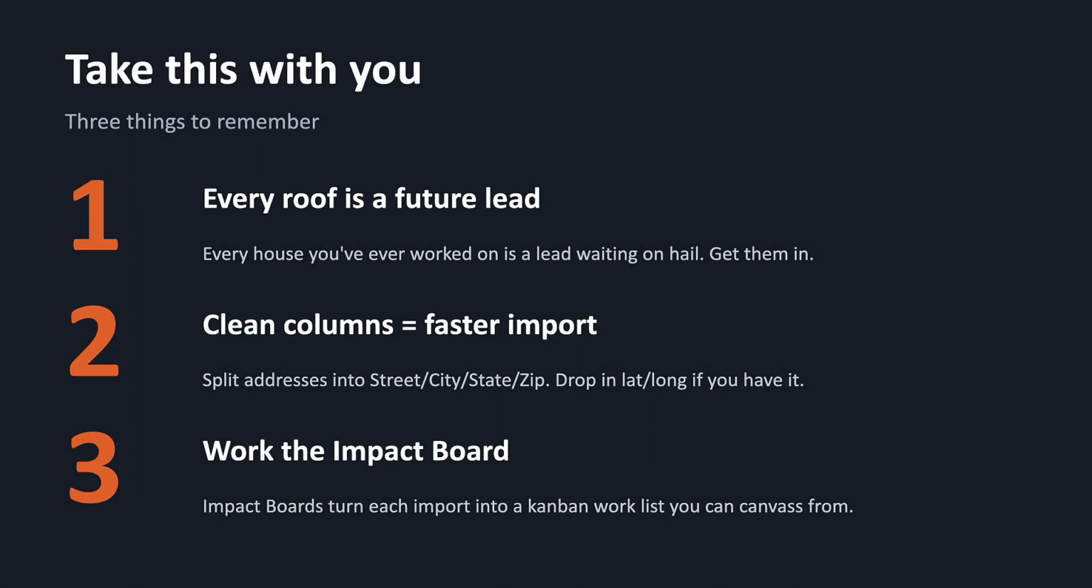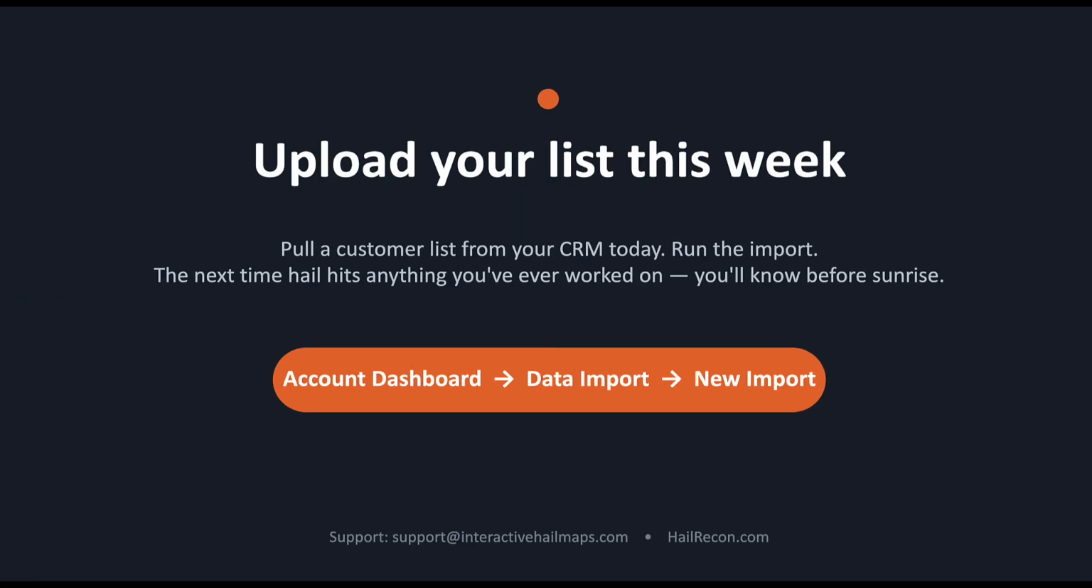3 things to take away. 1. Every roof you've ever done is a lead waiting on hail. Get them in. 2. Clean address columns and latitude and longitude if you have them make the whole thing faster. 3. Impact boards turn the import into a work list. Pull a customer list from your CRM today, run an import, and the next time hail hits anything you've ever worked on, you'll know before sunrise.